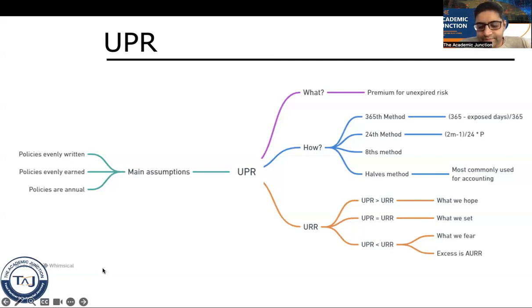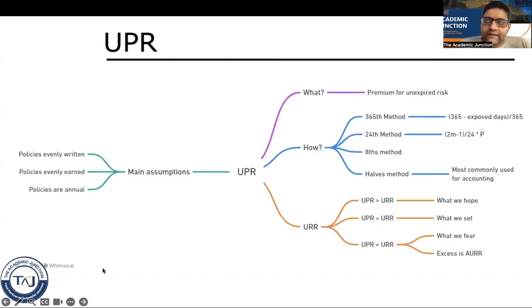But do we still score the full marks? I think you should score full. If not full, you should score a majority of the marks. If they specifically say you have to give an exact calculation of UPR using the 365th method, and then you use the halves method or the 8th method, you will not get marks, obviously. But if they don't make any such statement, then we can assume that I'm using the 365th method or the 24th method, and then you can make the calculations.